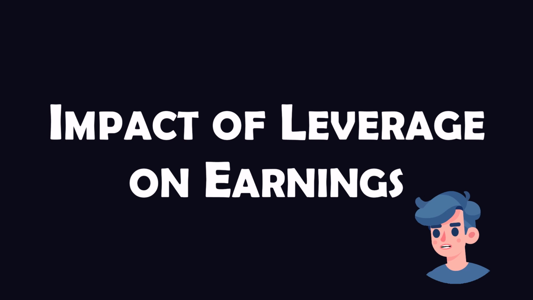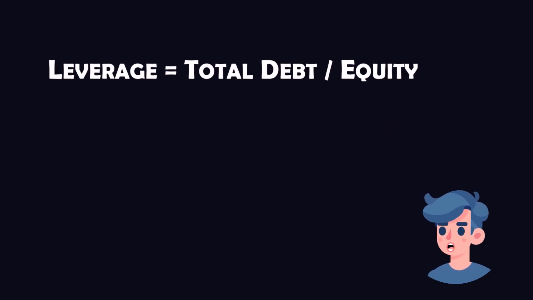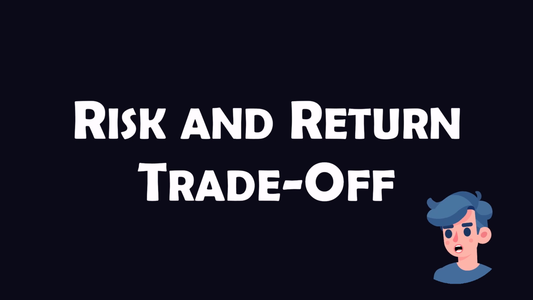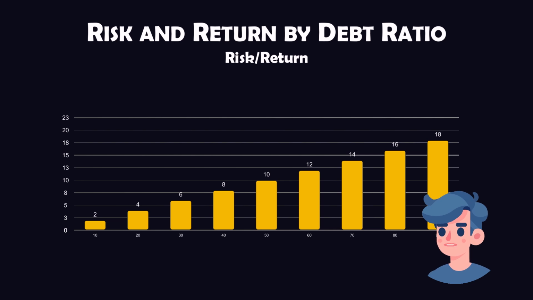Let's take a closer look at how leverage impacts a company's earnings per share. If a company uses more debt, it can increase earnings per share in profitable times, but also amplify losses during downturns. Here's a graph showing the relationship between risk and return for different capital structures. Generally, as debt ratio increases, both the potential return and risk also rise.